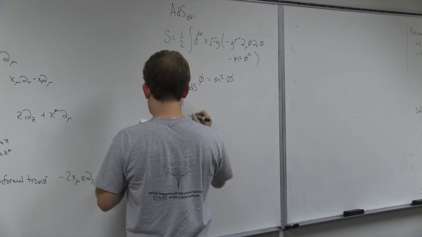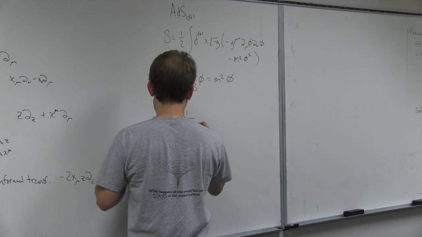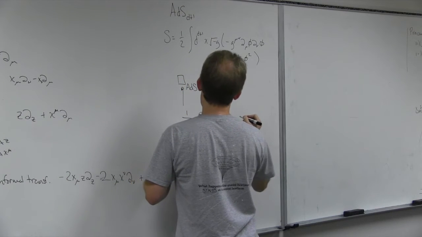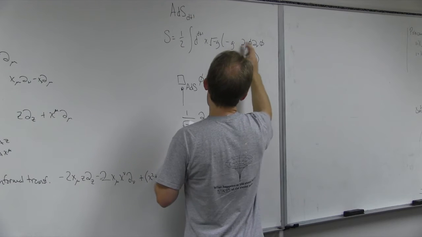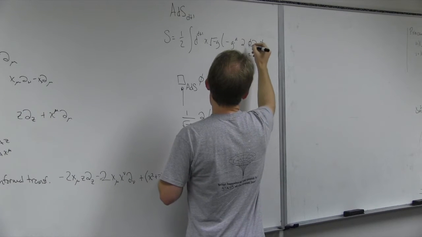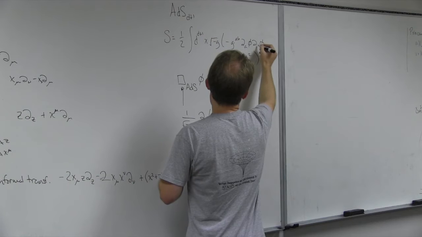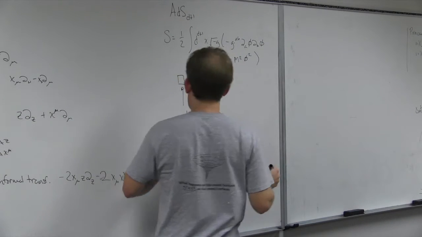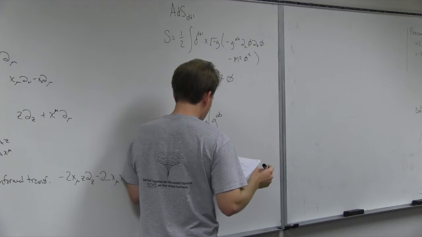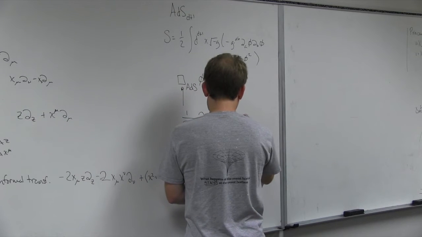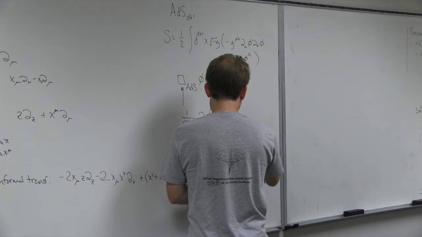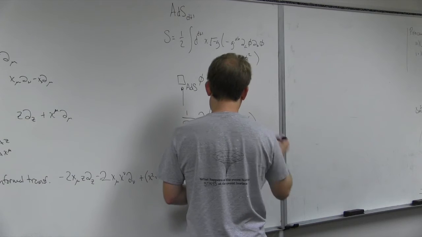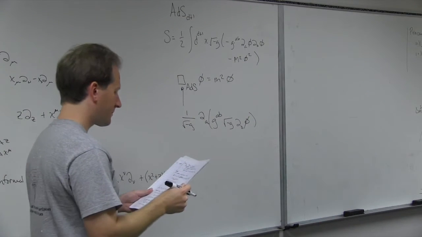Where this is 1 over root minus g in general. Let me use lowercase Latin for all the directions since I'm using Greek for the field theory directions. So phi, I guess, here.